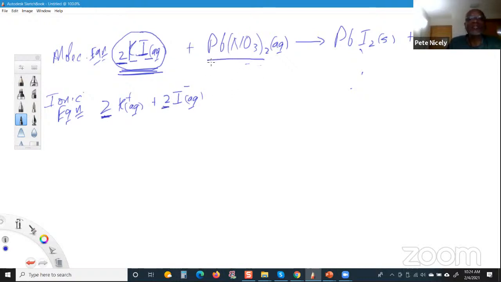What about the lead 2 nitrate? When that dissociates, what will be formed? Again, it's ionic. Again, it's in an aqueous solution. So what would be the products formed when that dissociates? Anybody?